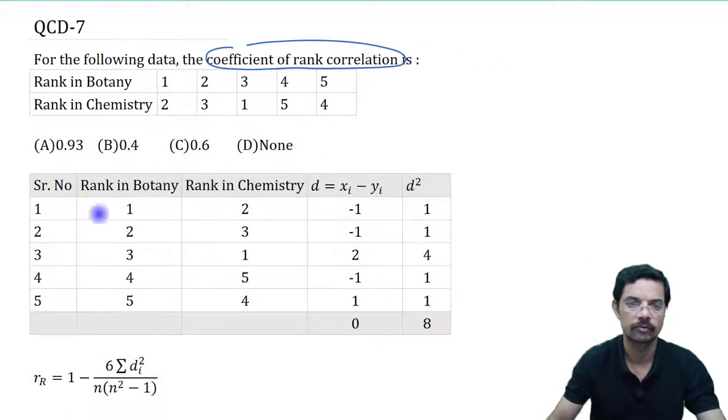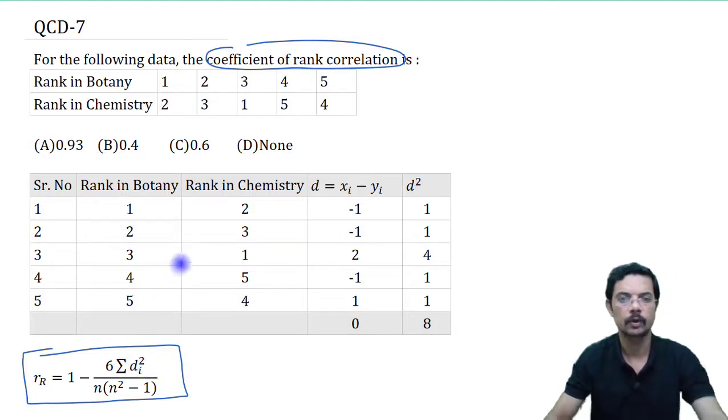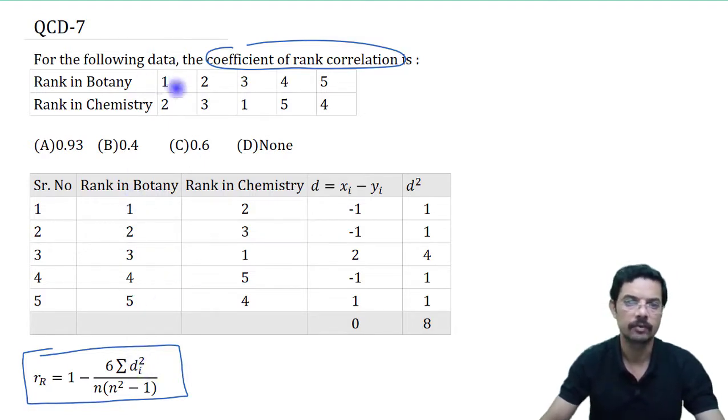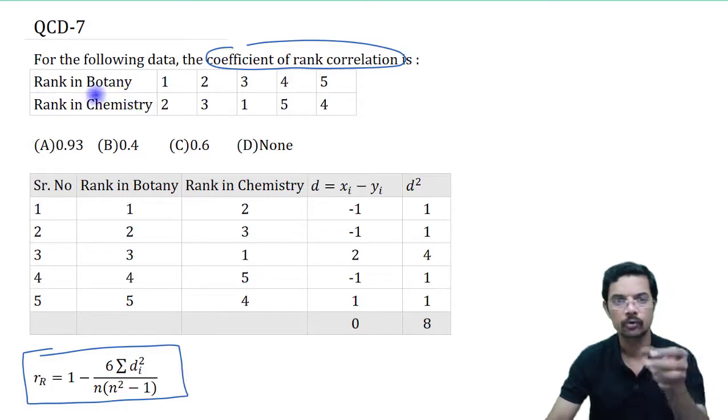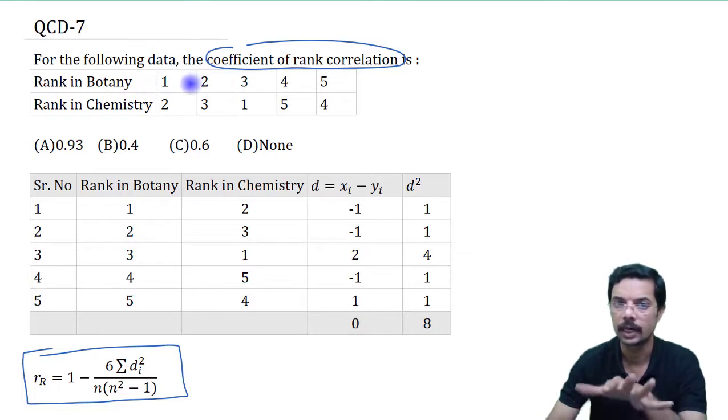For the coefficient of rank correlation, the formula is R_R equals 1 minus 6 sigma di square divided by n into n square minus 1. For that purpose, we need the square of the deviations. The values are already given as ranks, rank in botany and rank in chemistry, so here we need not convert them into ranks.